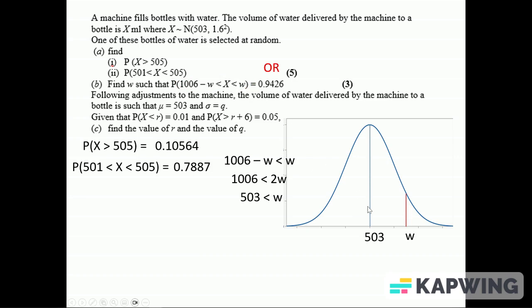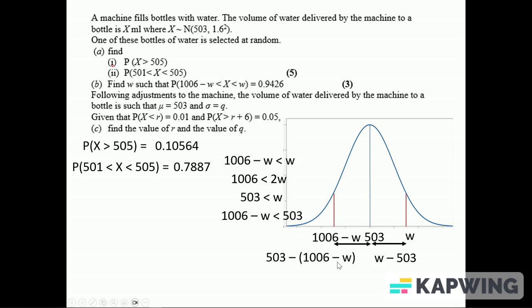But I could see that from the 0.9426 anyway, because the bit in between is greater than a half. So there must be either side of the mean. Then the 1006 minus W must be over here. Now, this distance is W minus 503, so from the mean up to W, that's how far it is. This distance is 503 minus (1006 minus W), which is also W minus 503.